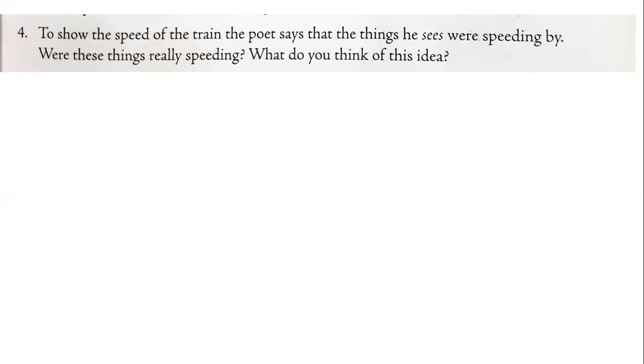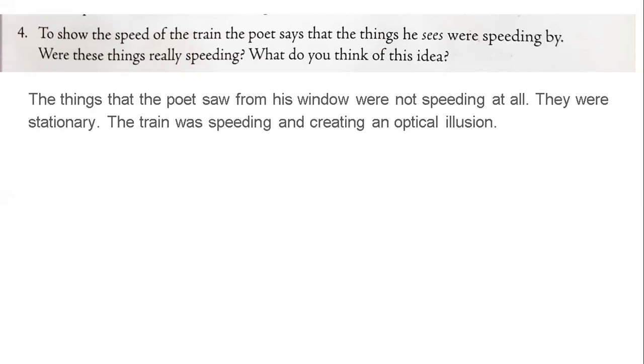What do you think of this idea? So, do you think it was a very fast train? It definitely was, wasn't it? And what do you think of all this? The things that the poet saw from his window were not speeding at all, they were stationary. The train was speeding and creating an optical illusion. We call that an optical illusion because you think something's moving when it's not really moving.